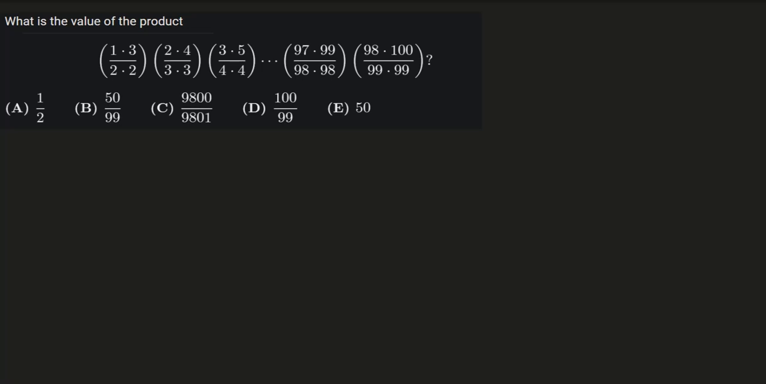Let's look at this problem. It's asking what's the value of the product of this expression, this fairly long expression with many fractions. And as for such problems, when you see a long sequence of problems to sum up or to do the product, many times you want to find some patterns.